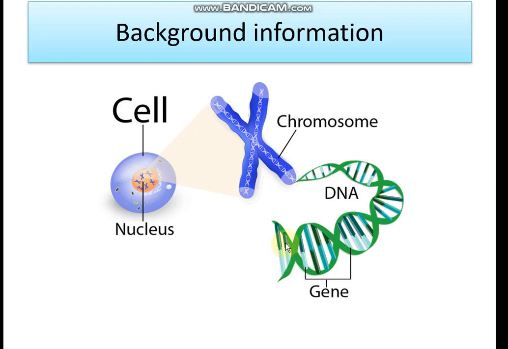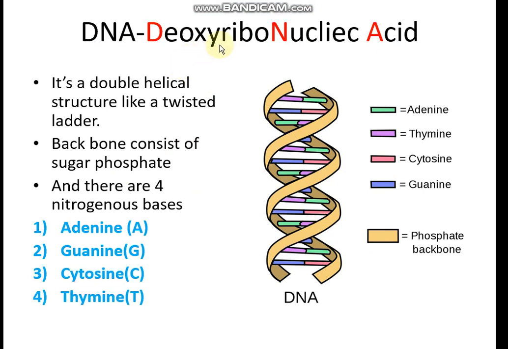Now dear students, first we need to learn some background information. Like here you can see that in a cell we have a nucleus that contains chromosomes. Chromosomes contain DNA. Now what DNA is, we are going to see today. DNA stands for deoxyribonucleic acid. Now it's a double helical structure like a twisted ladder, and the backbone over here is composed of sugar and a phosphate group, and there are 4 nucleotide bases over here which are there to hold the helical structure of the DNA.